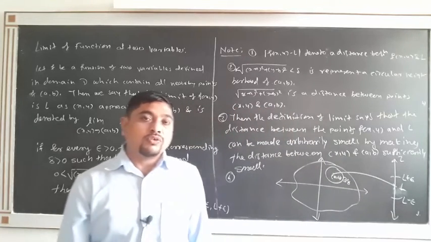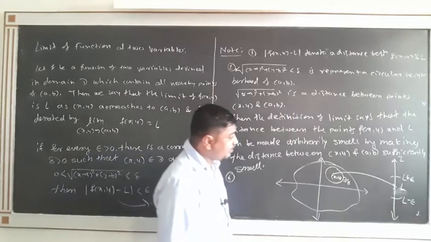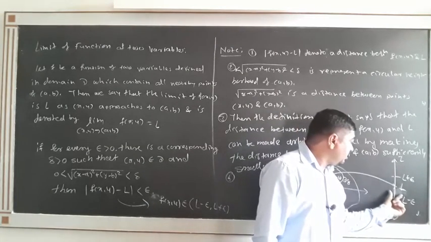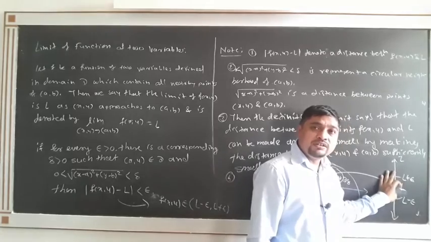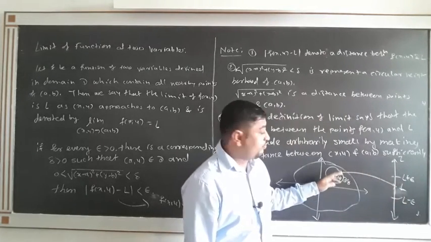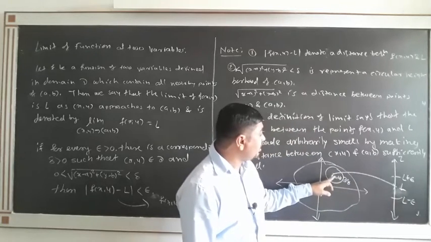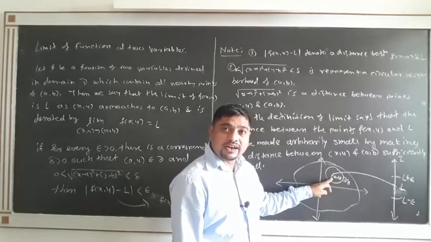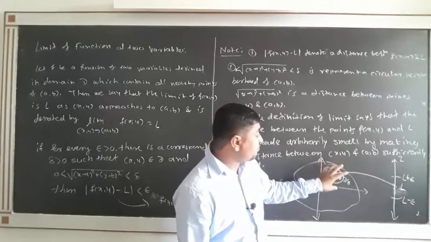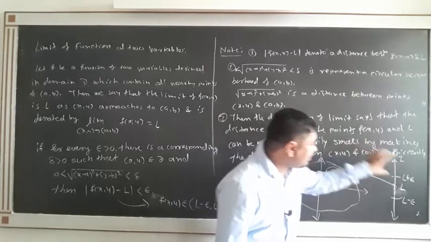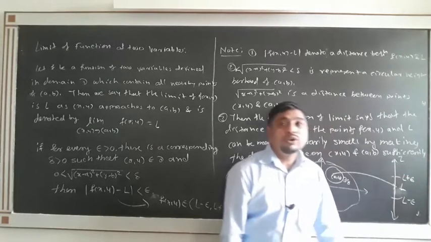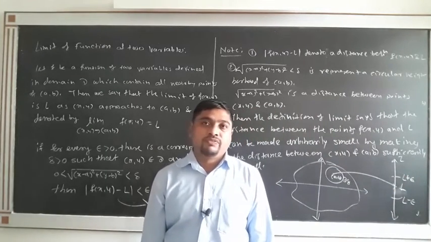What are we saying? Take any epsilon, then we get a neighborhood of L, and for this epsilon we get a disk D delta such that all the points of this disk map into L minus epsilon to L plus epsilon. Getting?